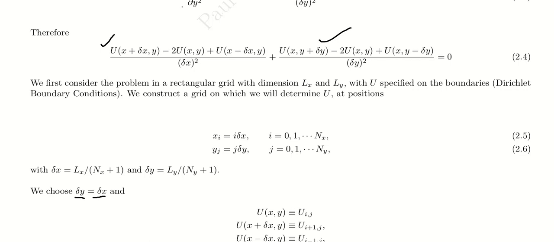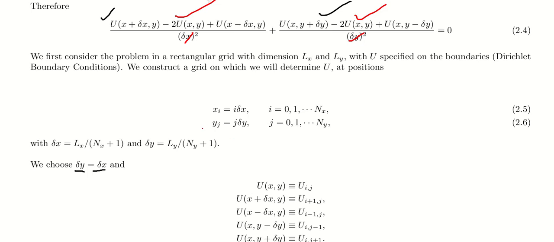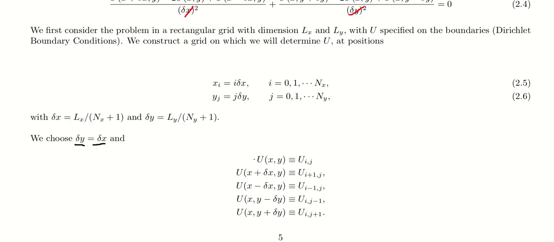Therefore, the delta y and delta x terms will cancel out, and this equation will be simplified, the 2u terms will be added, and everything will be represented in a cleaner fashion in this way. Uxy equals uij, u(x plus delta x, y) equals ui plus 1, j, u(x minus delta x, y) equals ui minus 1, j, u(x, y minus delta y) equals ui, j minus 1, u(x, y plus delta y) equals ui, j plus 1.